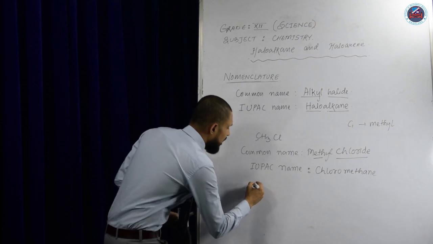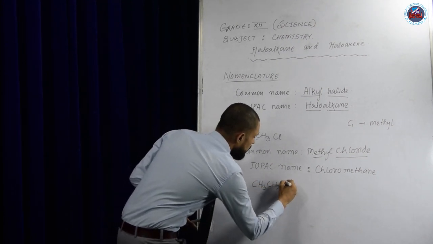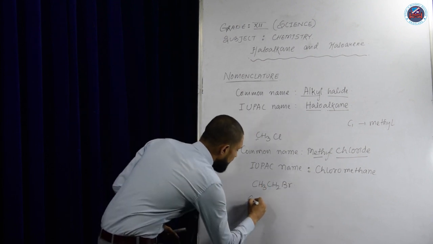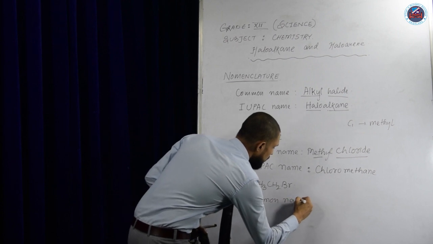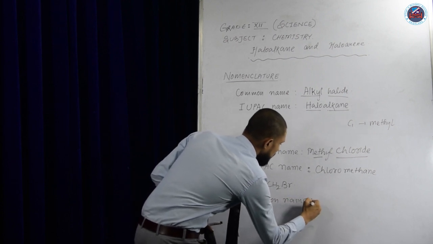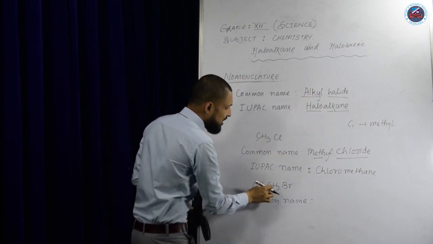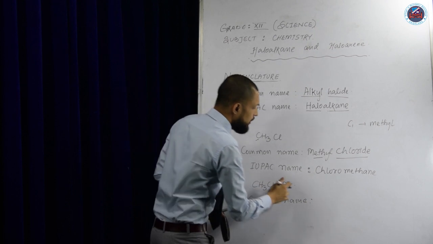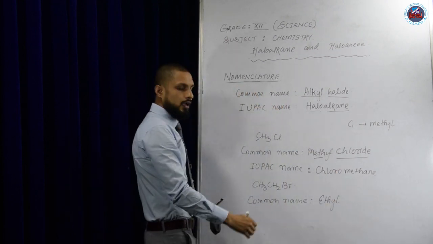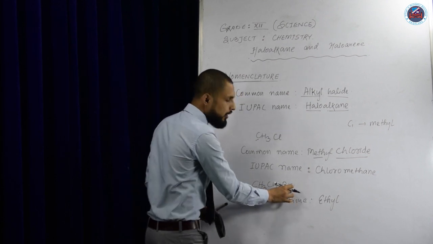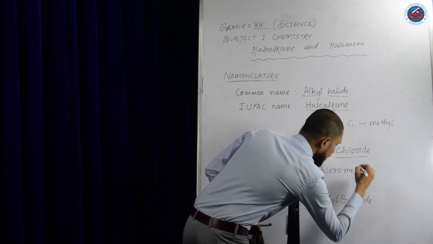Let us take the second example, CH3CH2Br. What is the common name for this compound? Again, alkyl first. If you have two carbons, what is the alkyl name? It is ethyl, E-T-H-Y-L, ethyl. And what is the halide name for Br? It is bromide. So it's written as ethyl bromide.